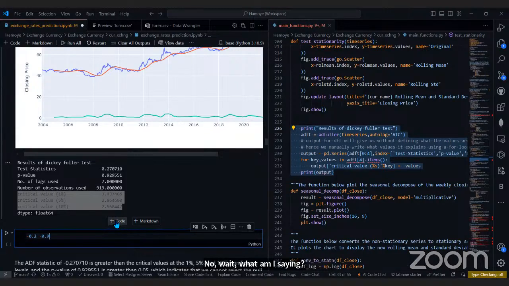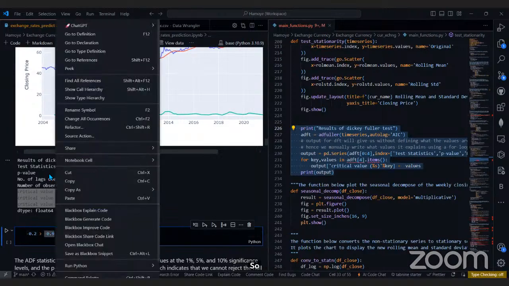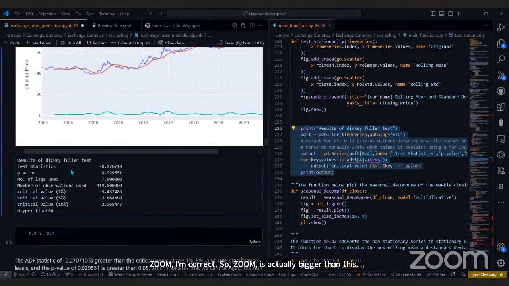Am I getting it right? The closer the negative value is to 1... Yeah, this is far away from 1. Yeah, I'm correct. It's confusing, but I'm correct. So minus 0.2 is actually bigger than this. It means that this series is not stationary. All right, it's not stationary.